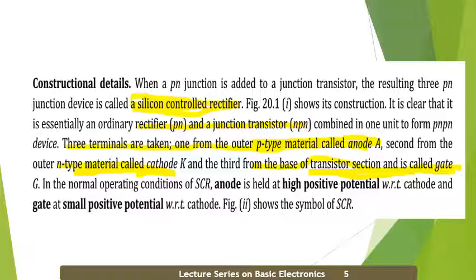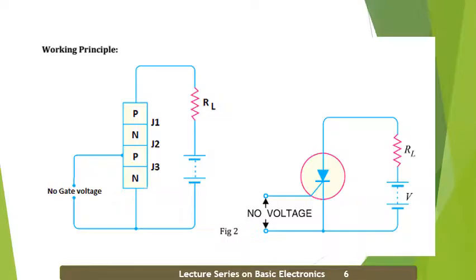In normal operating conditions of the SCR, the anode is held at a higher positive voltage, and the cathode will be at a negative voltage, or a small positive potential with respect to the anode. The second figure you have seen is the symbol of the SCR. So this is the working principle.